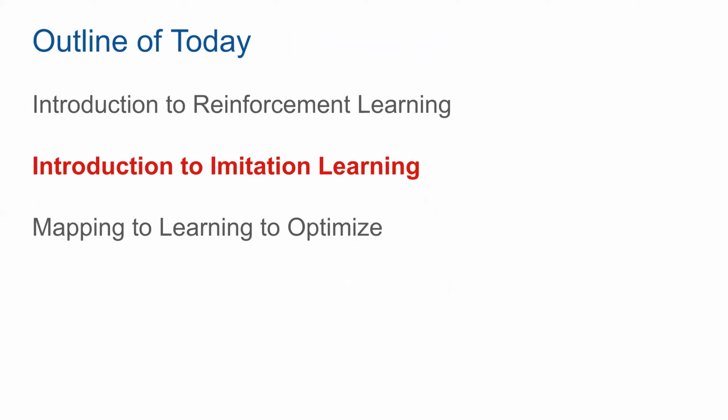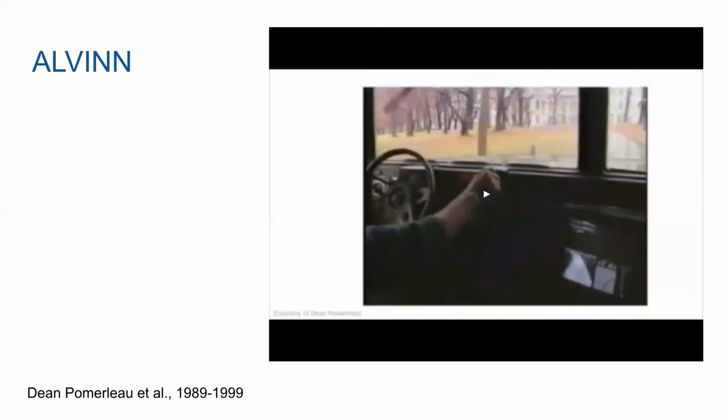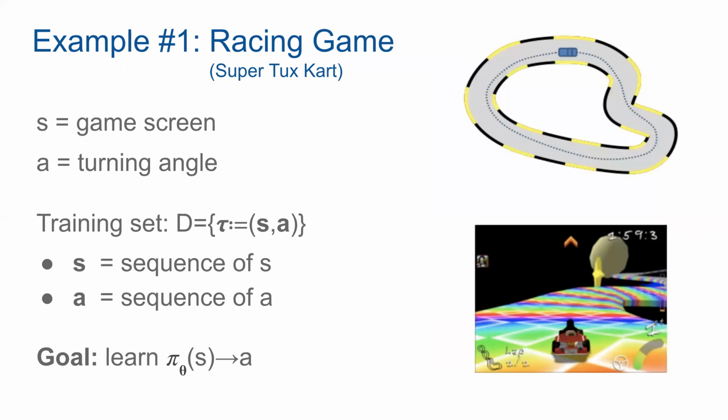So now we're going to move on to imitation learning. In the interest of time, I'm running a little bit behind schedule, so I'm going to skip this slide. This is just a video of the first application of imitation learning in self-driving cars, from the early 1990s. If you have time, I encourage you to watch this video. But let's just move straight into the example.